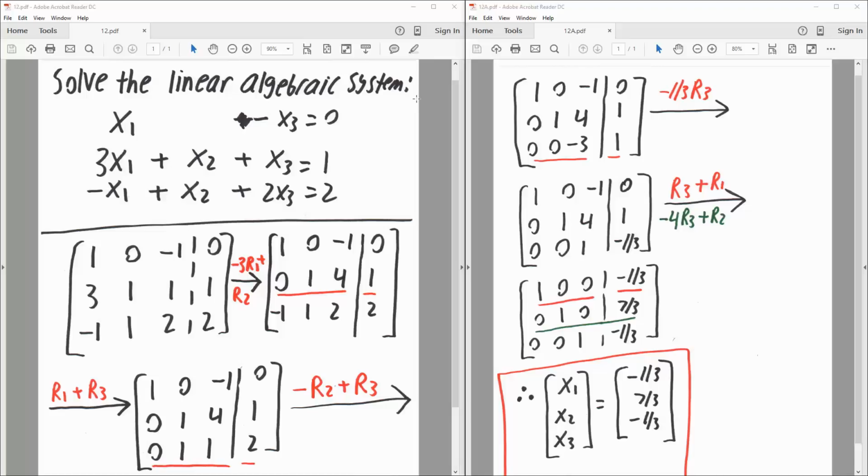Okay, in this video, we will use row reduced echelon form to solve the system of algebraic equations. So we have x1 minus x3 is equal to 0, so 0x2. 3x1 plus x2 plus x3 is equal to 1. Minus x1 plus x2 plus 2x3 is equal to 2.